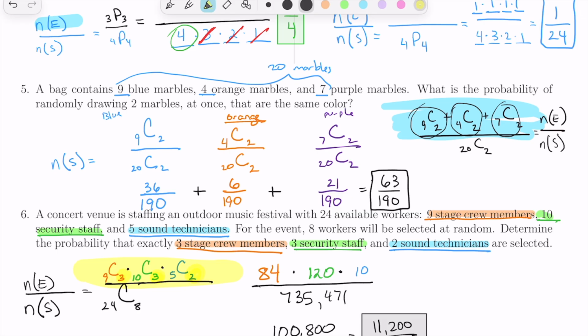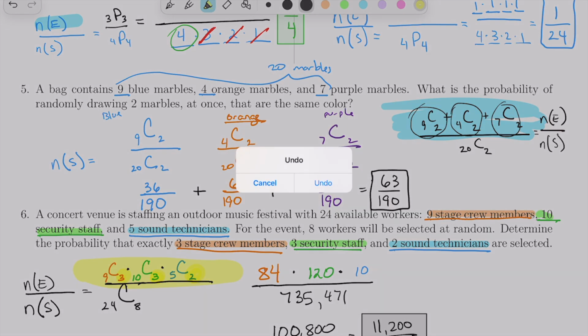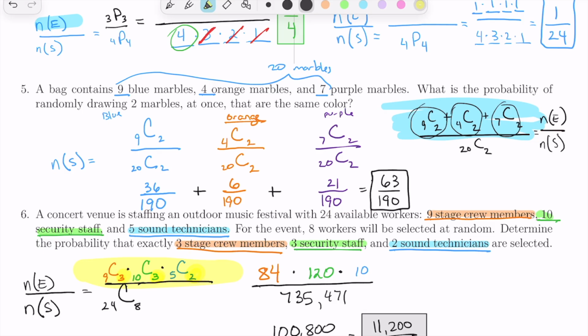So I hope this helps out a little bit with some probabilities. These are tricky, so please make sure you do them a couple times over in order for this to work out for you. All right, keep practicing.